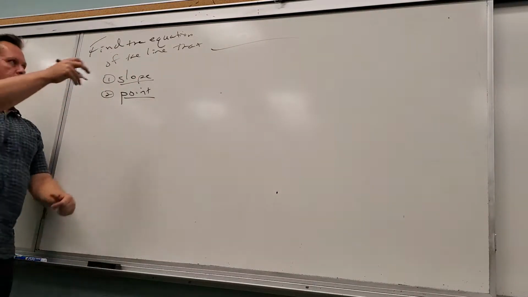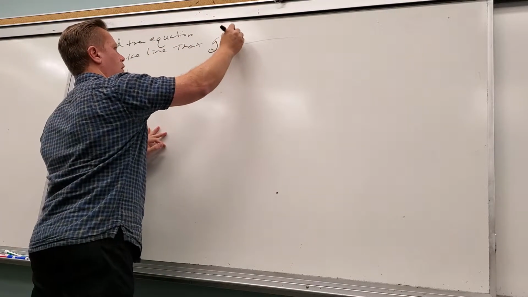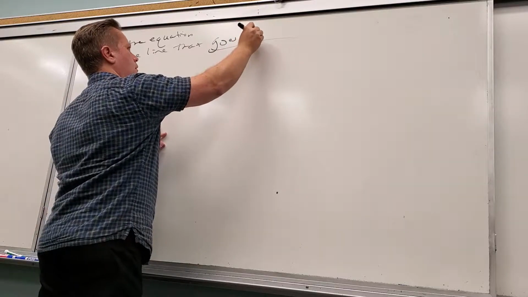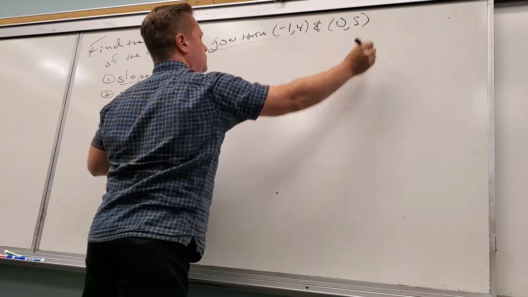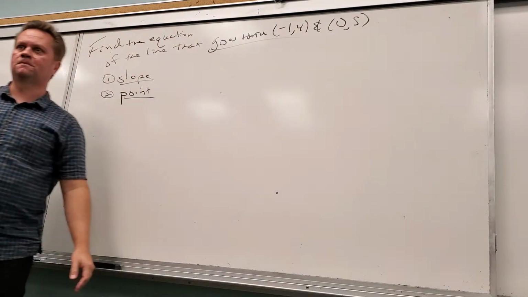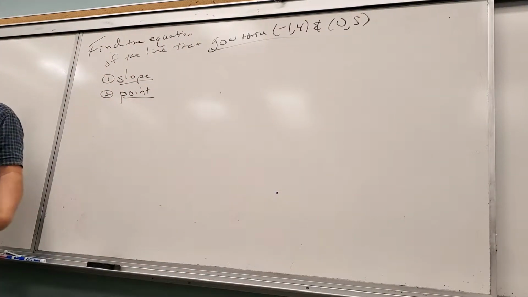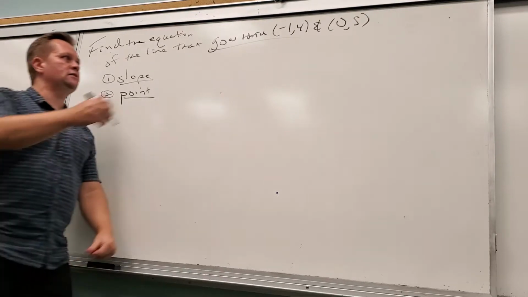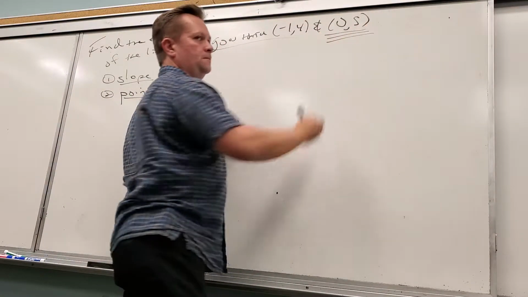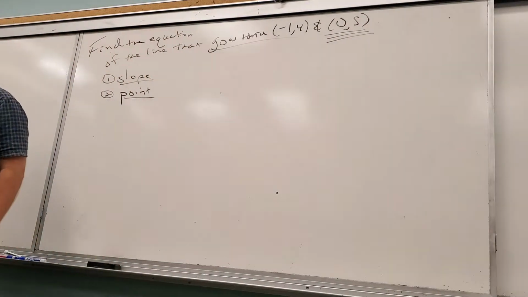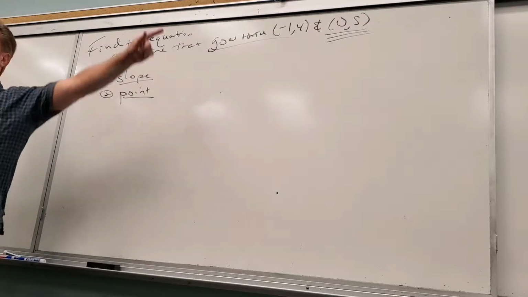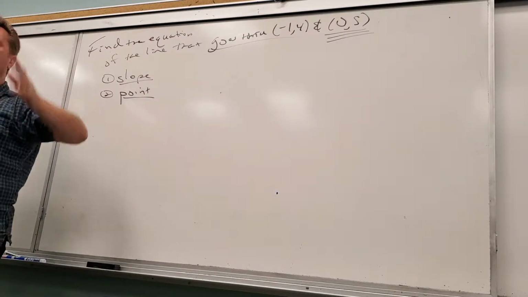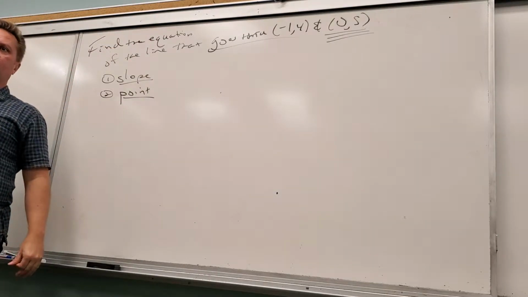So this one says what? Goes through negative 1, 4, and 0, 5. Which point am I going to use? Doesn't matter. I would use 0, 5. Even better is the fact that this point is special. What's special about this guy? The 0. So it is the y-intercept, which means b is 5. So all we need to know now is what m is. And how do I figure out what m is?